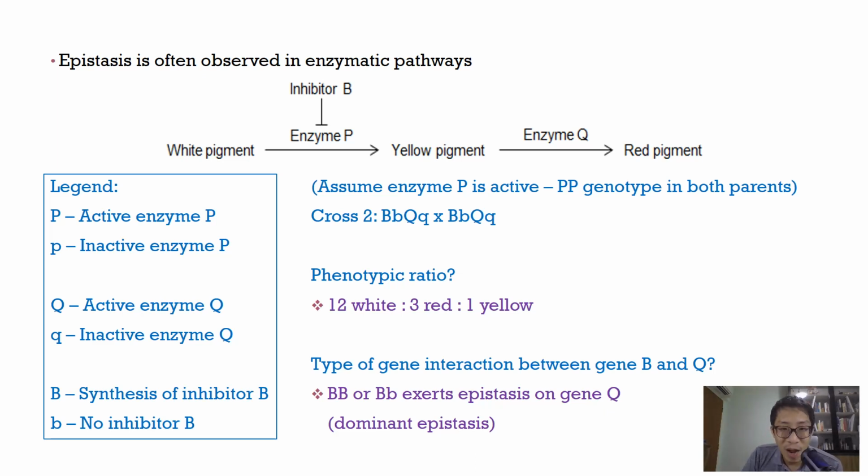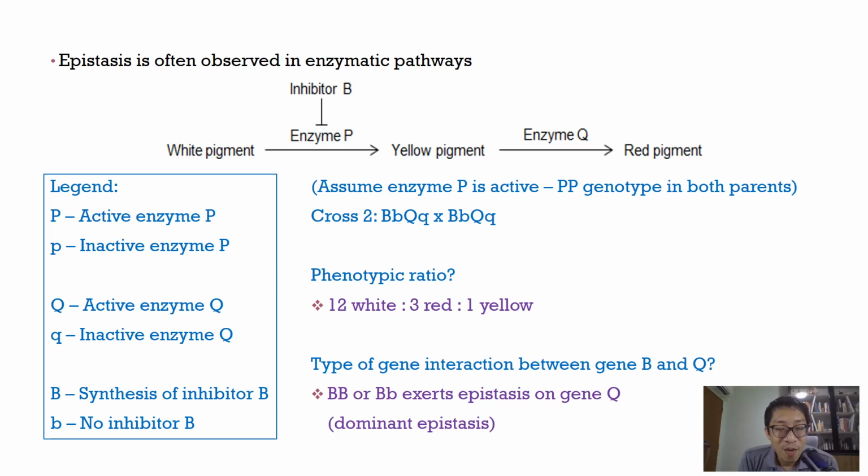If you draw the diagram, you might want to pause now and draw the diagram and try yourself, all right? But anyway, I will just go on. So the ratio would be 12:3:1, which is the ratio for dominant epistasis.